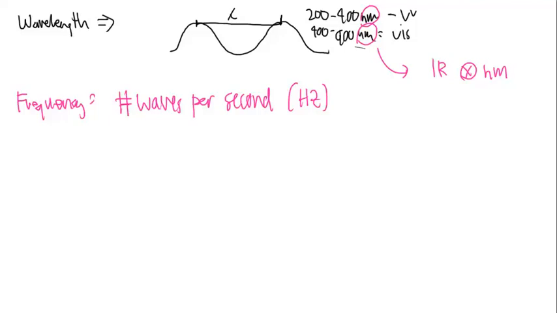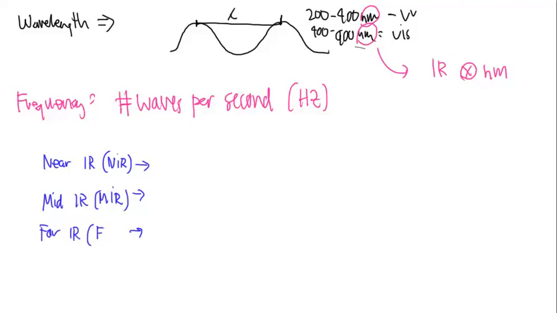Okay, so what do I mean by all of this? All right, well, here's the thing. There's actually three areas of infrared that are very important. The first one is called near infrared, and we abbreviate that as NIR. The next one is called mid-infrared, and we abbreviate that, you got it, MIR. And then the next one is called far infrared, and sure enough, that abbreviation is FIR.